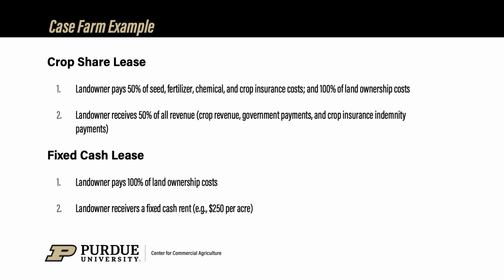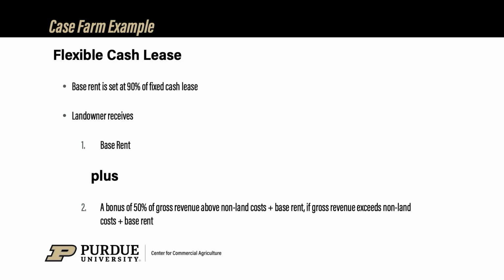The fixed cash rent is just so many dollars per acre. The flexible cash lease, these can look very, very different. So I've got a very specific example here. If someone gives me a call, I can give them other examples that might make some sense. But this one is going to flex on gross revenue and costs. And so let's talk a little bit about that. First of all, the base rent is set at 90% of fixed cash lease. I've seen some with a lower base. I've seen some with a higher base. You have to change the bonus.